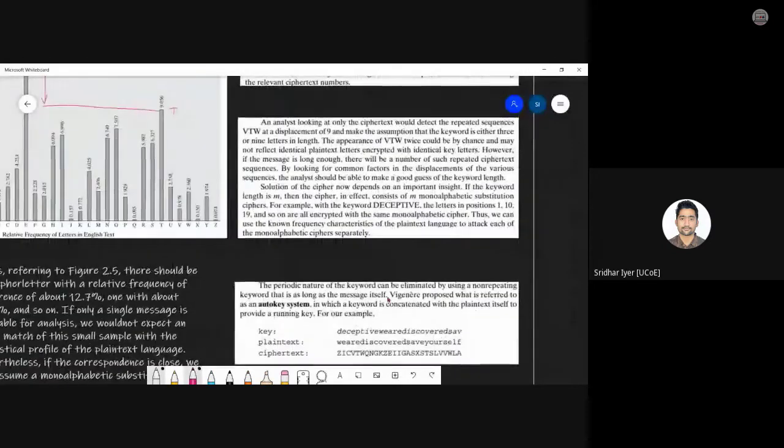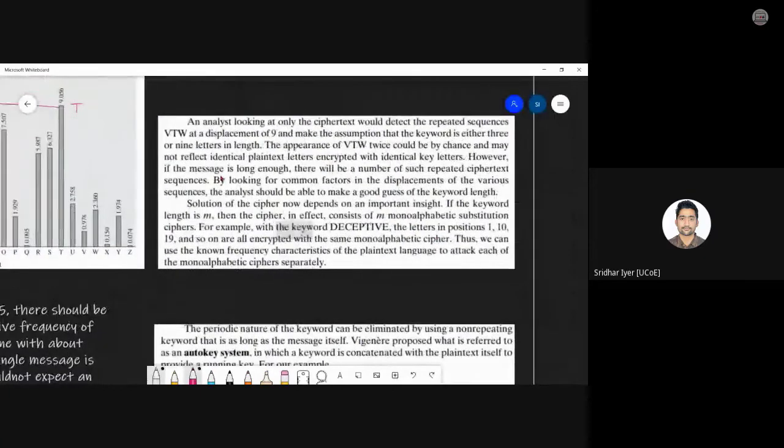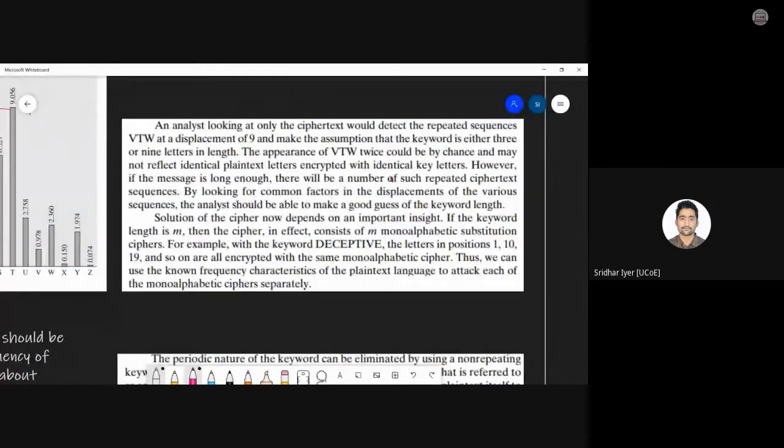Kindly read this definition over here. An analyst looking at only the cipher text would detect the repeated sequences VTW at a displacement of 9 and make the assumption that the keyword is either 3 or 9 characters in length. It can be even 3, right? The key can repeat thrice.